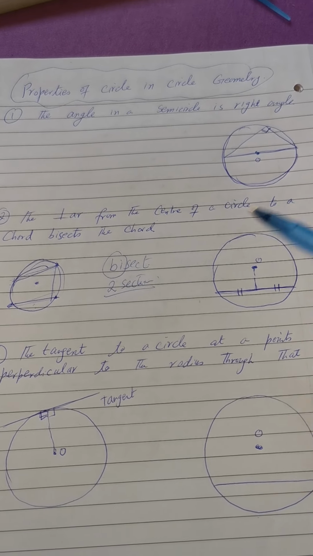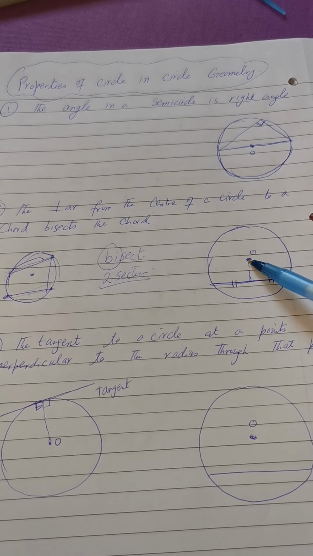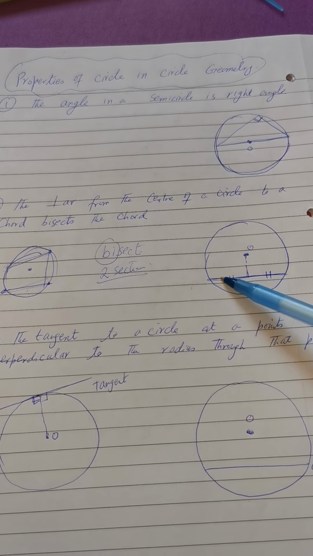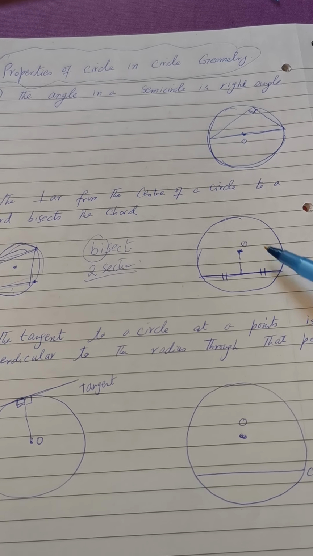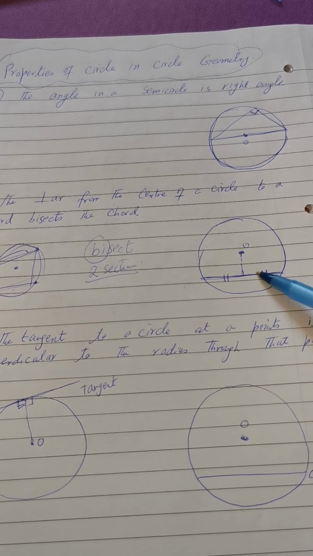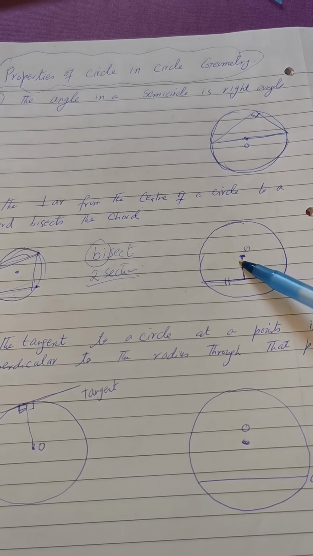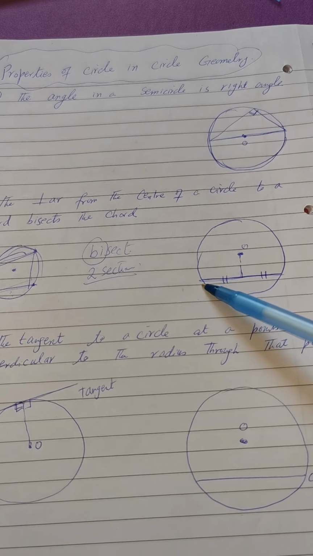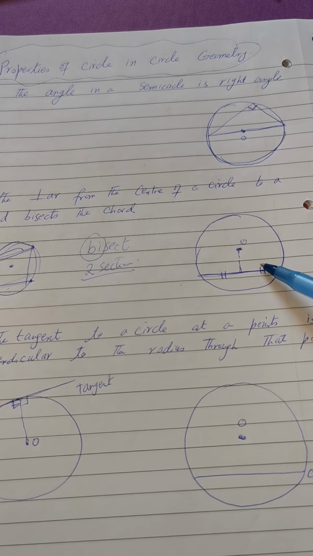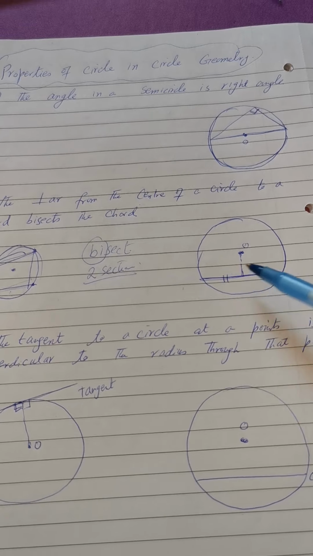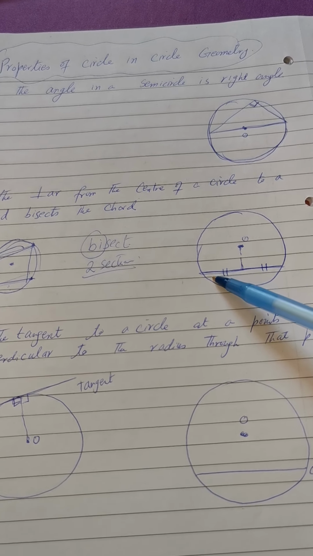The perpendicular from the center of a circle to a chord bisects the chord. So in this definition you can understand, this is the chord, this is the perpendicular from the center of the circle. So the chord is divided into two equal parts. These two lines show that this line length and this line length are both equal, right?